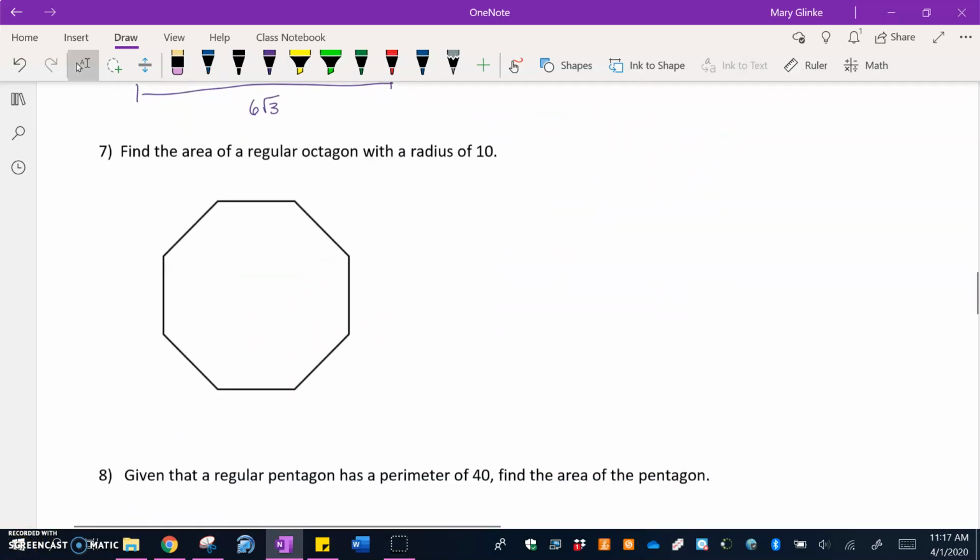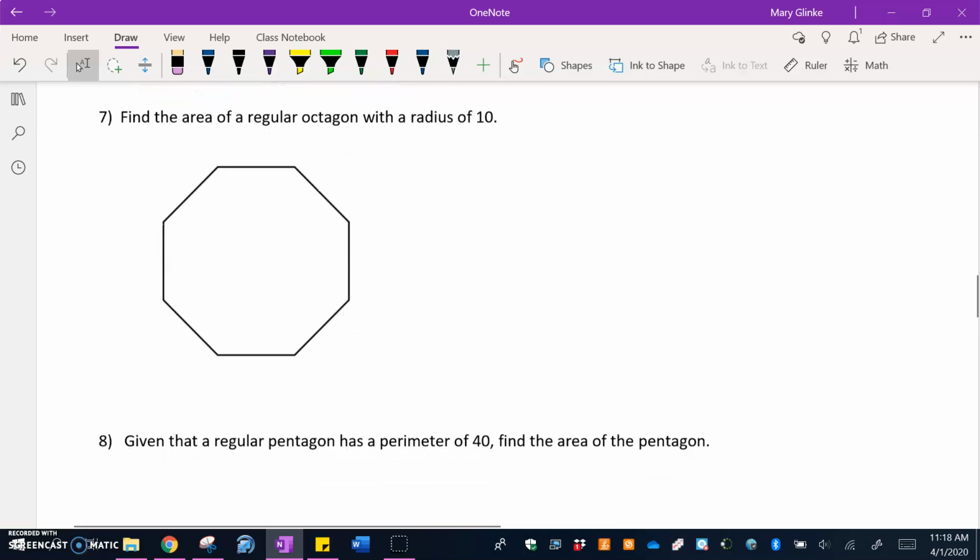Okay, so for our next one, we want to find the area of a regular octagon that has a radius of 10. Once again, we don't really have a formula yet. We'll give you one in a little bit, but if we don't have a formula, we need to work with what we know. So if we have this regular octagon, the radius is 10, meaning that from the center of the octagon to each vertex, that distance is going to be 10.